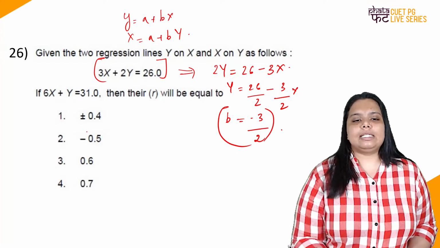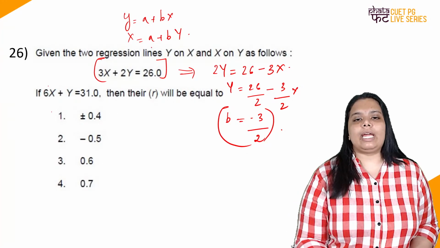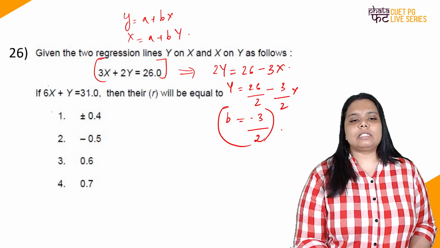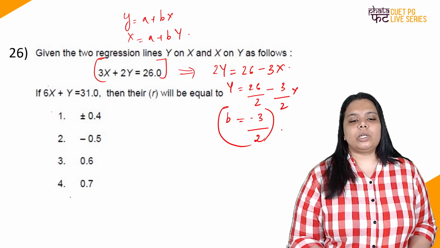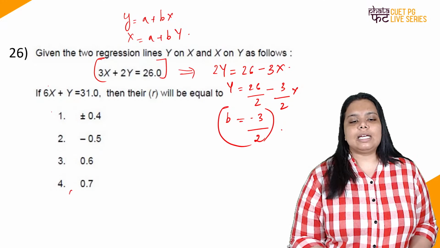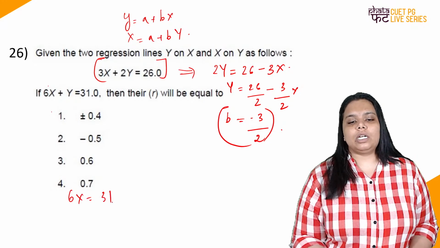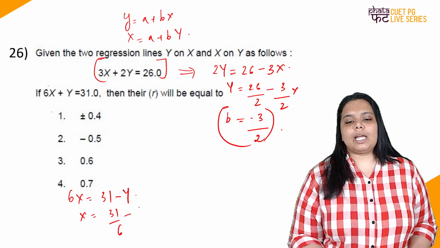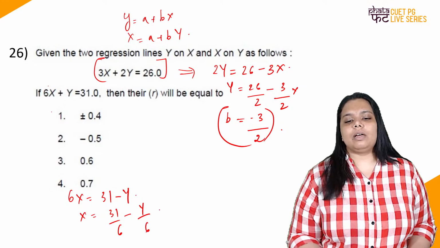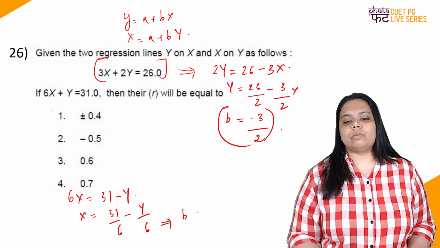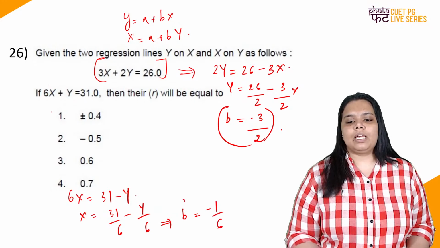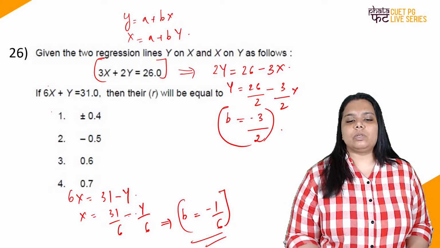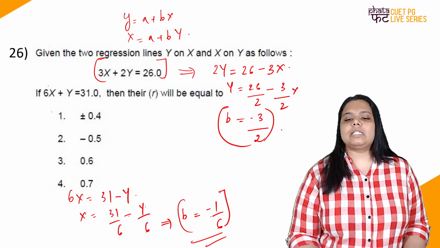Similarly, in this equation let's find out x. This x is equal to a plus by format. So from here let's find x. In order to do that, we transform this equation as 6x is equal to 31 minus y. So x is equal to 31 by 6 minus y by 6. Here the beta value is minus 1 by 6. Here minus y by 6 is minus 1 by 6 into y. So the beta value is minus 1 by 6.